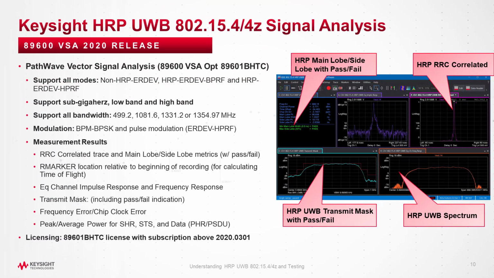For HRP UWB signal analysis, Keysight has the flexible 89600 VXA software, which can also support all modes and bandwidths defined in the standards. There are some RF requirements defined for HRP UWB transmitter testing, like baseband impulse response, transmit mask, frequency error, and chip clock error, and all of those are also supported and have an easy pass-fail indication shown in the 89600 VXA software.